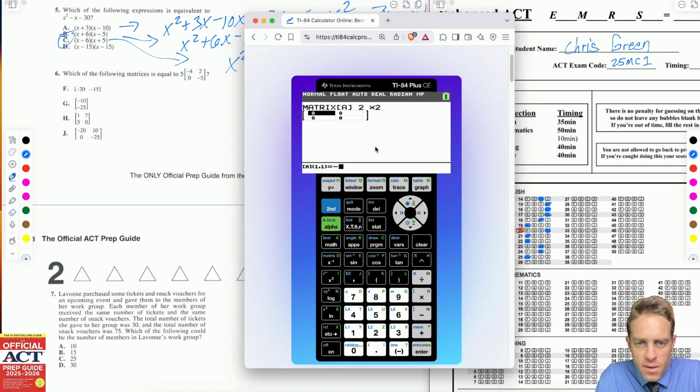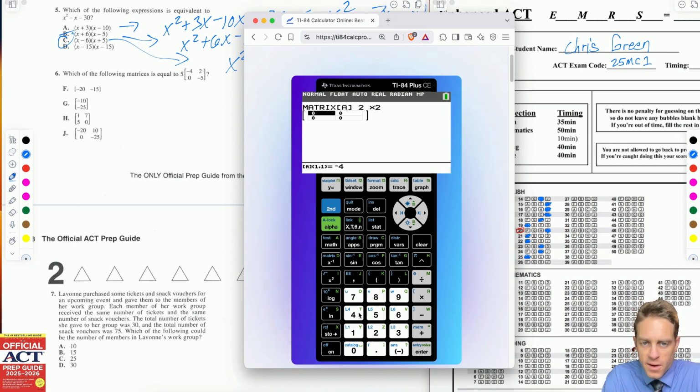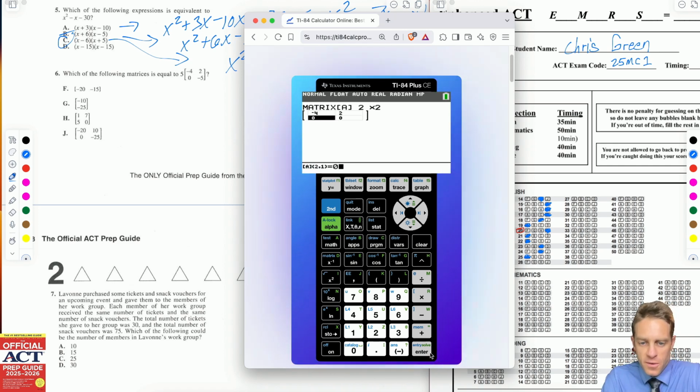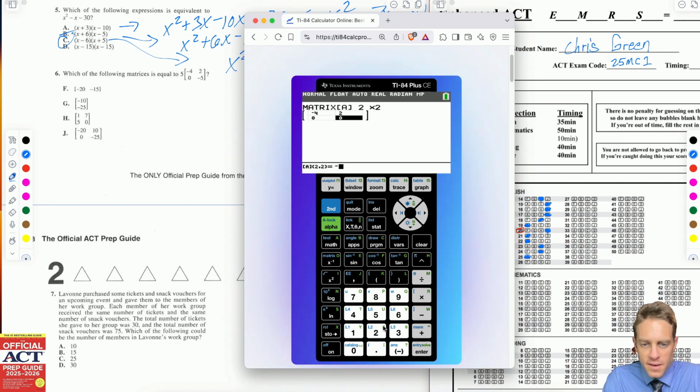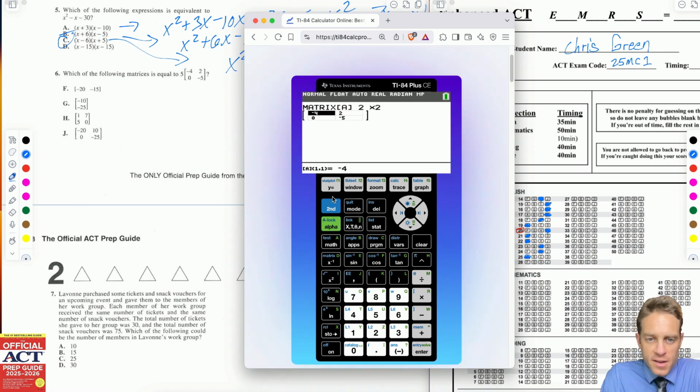What did I hit wrong? A1 is, oh, I'm sorry, -4. God, I'm doing a terrible job with the negative button. There we go. Sorry about that. 2. Yeah, if you hit the minus button, it doesn't understand what you're referring to. And -5. Okay, so we've entered those values in their specific slots in a 2 by 2 matrix.